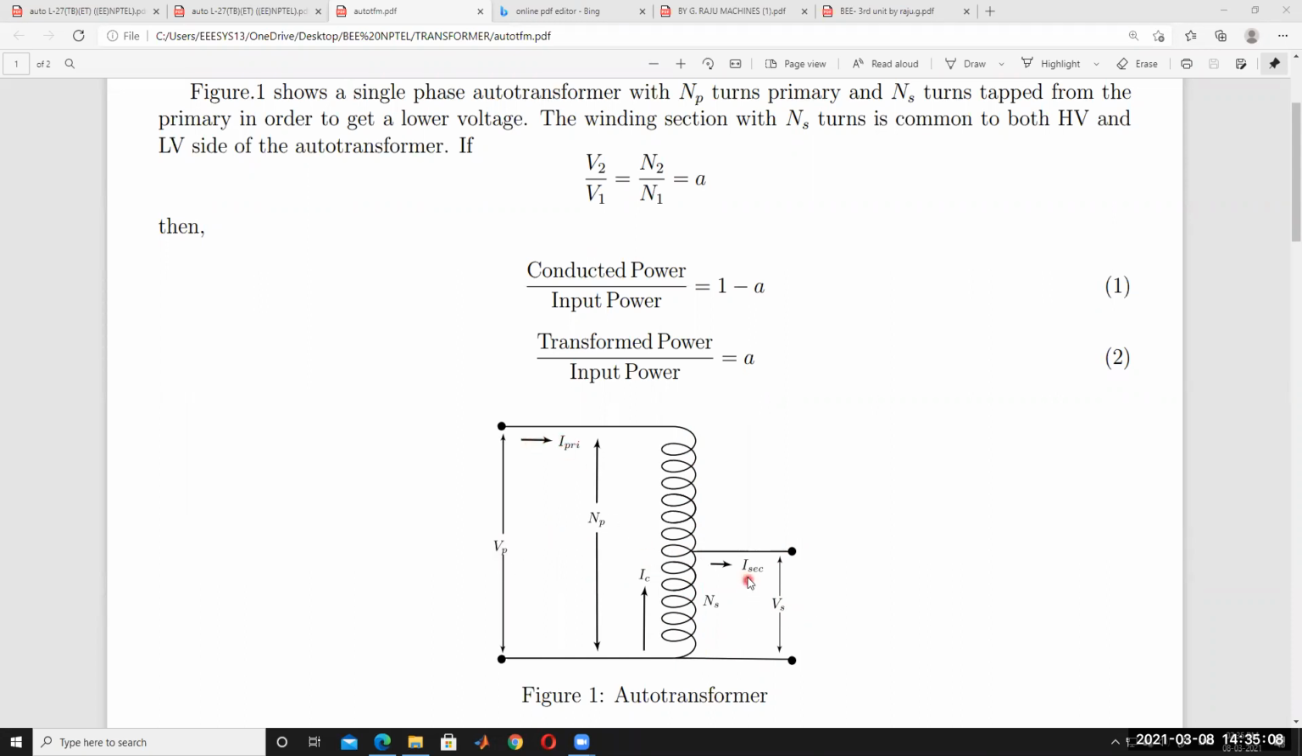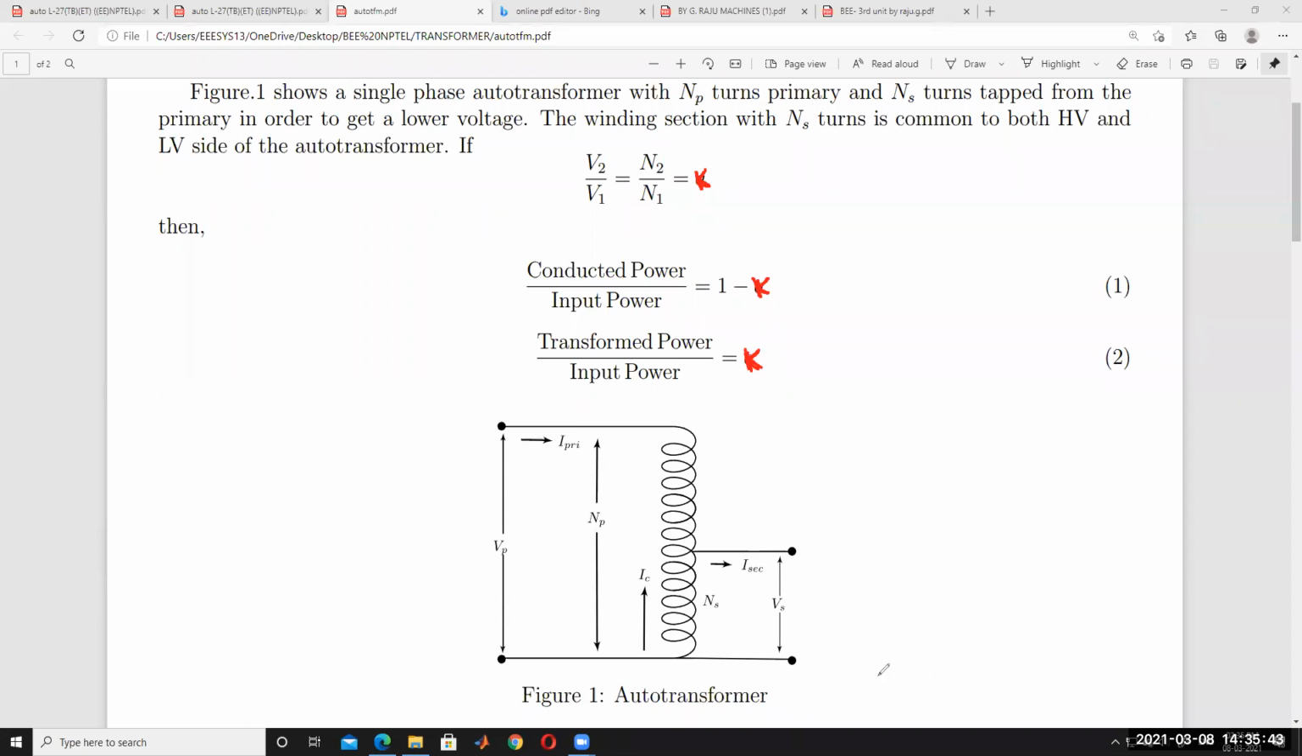So primary current and secondary current. Let us assume V2 by V1 is equal to N2 by N1, that is equal to K. Then conducted power divided by input power is nothing but 1 minus K. Transferred power to the input power is nothing but K.